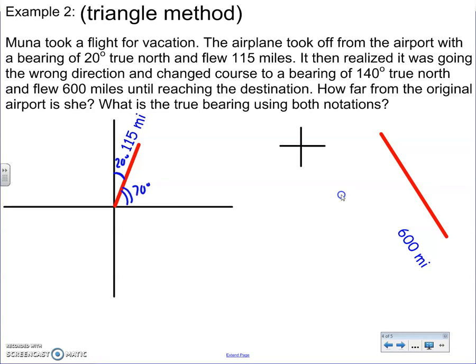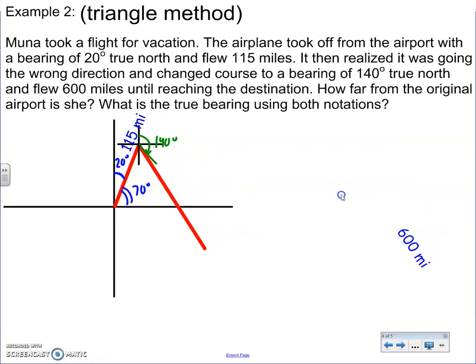Then the plane realized it was going the wrong direction and changed course to bearing 140 degrees true north. The reason we like true north is that it doesn't matter which direction the plane is facing, true north starts from the very top. So from this point of view, they're going to go 140 degrees true north. We're starting at the top. Here's 90, and then we're going to do 50 more. So something about right there. That would be 140 degrees true north. So it should be this line. See how close I am?